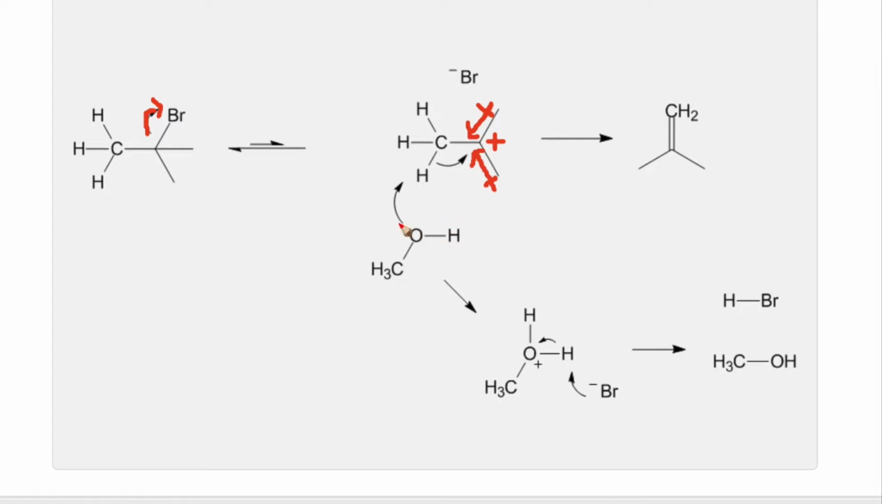In the second step, the weak nucleophile methanol will abstract a proton from the alpha carbon, donating the electrons from the carbon-hydrogen bond now to the carbon-carbon bond and neutralizing the carbocation intermediate. This generates the alkene final product.